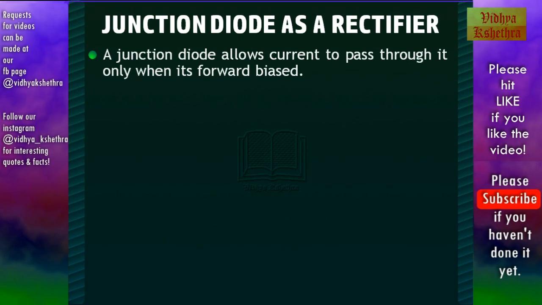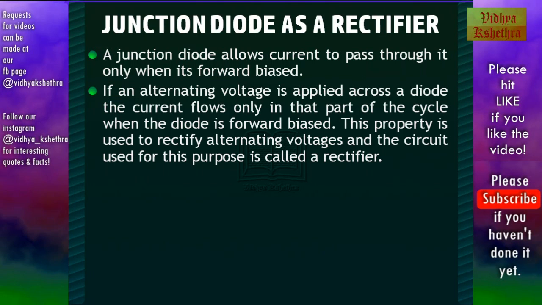Now, a junction diode allows current to pass through it only when it's forward biased. And if an alternating voltage is applied across a diode, the current flows only in that part of the cycle when the diode is forward biased. This property is used to rectify alternating voltages, and the circuit used for this purpose is called a rectifier.